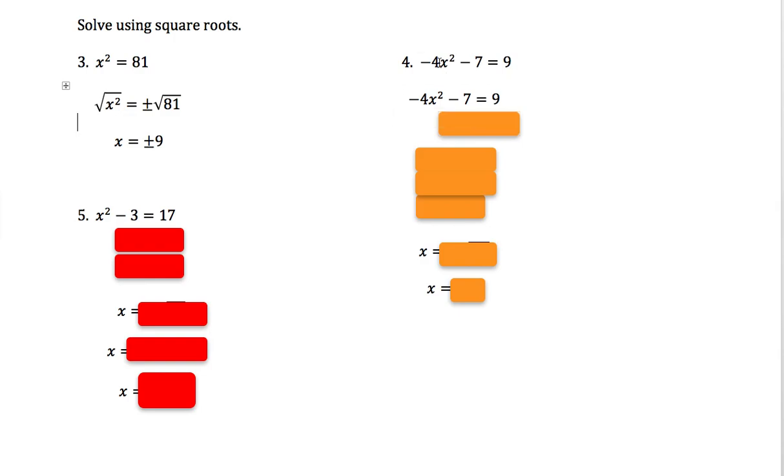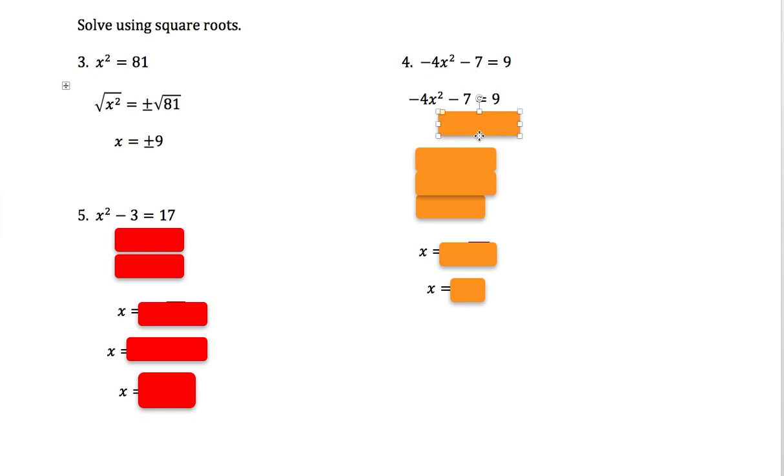For number 4, we've got this equation here, and one thing we need to remember is that we want to get our variable by itself. We want to isolate that, so we want to move this -7 and the -4 over to the right.